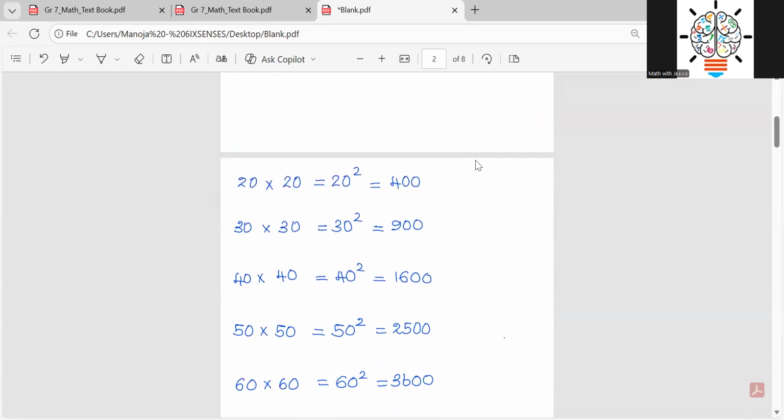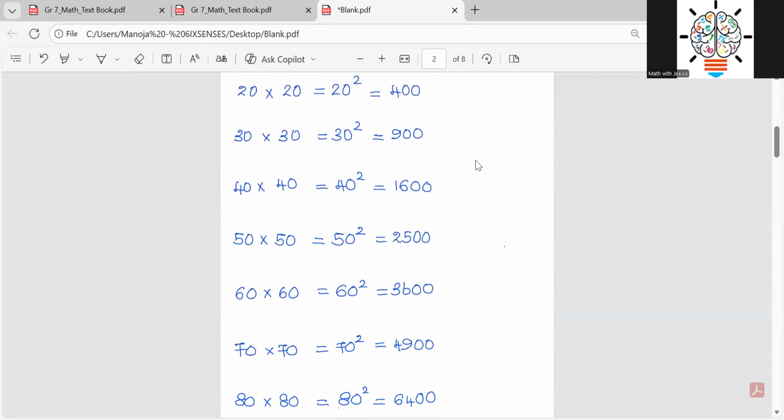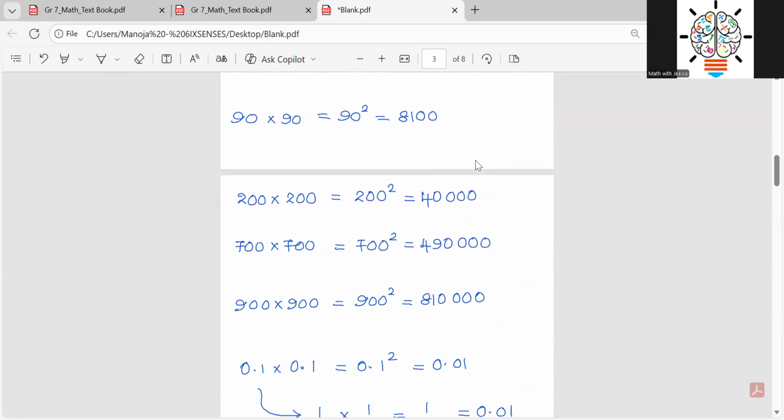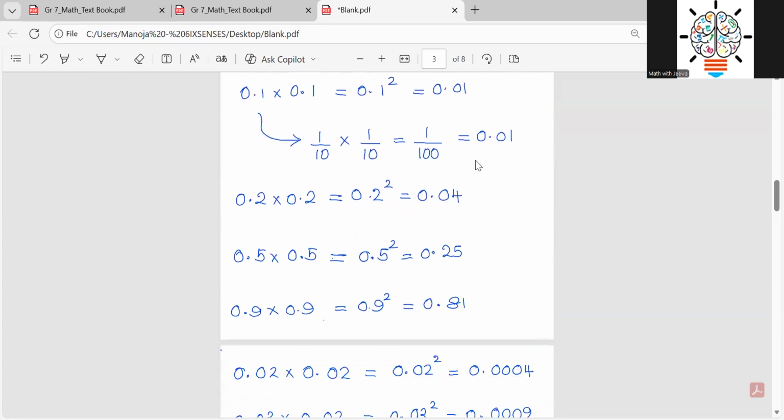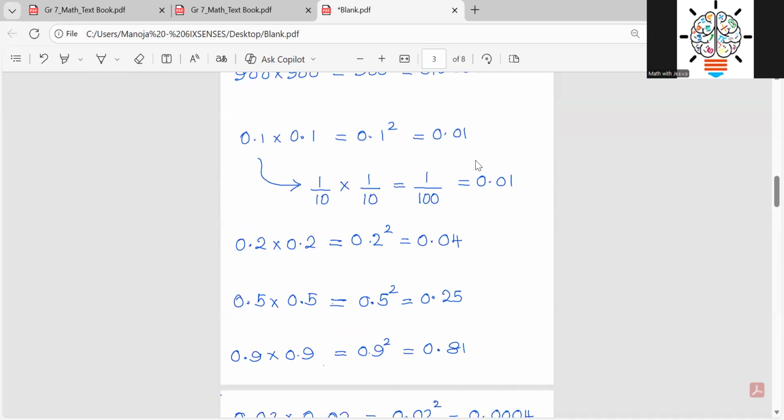After that, we learn how it works, 20 to 90. Then we learn how you can do it with 200, 700, 900. Then we move to the decimal values, and I showed you the pattern of getting the square value if you have a decimal value like this. If you have one decimal place and you multiply it by itself, then the answer should have two decimal places. No need to worry about the decimals.